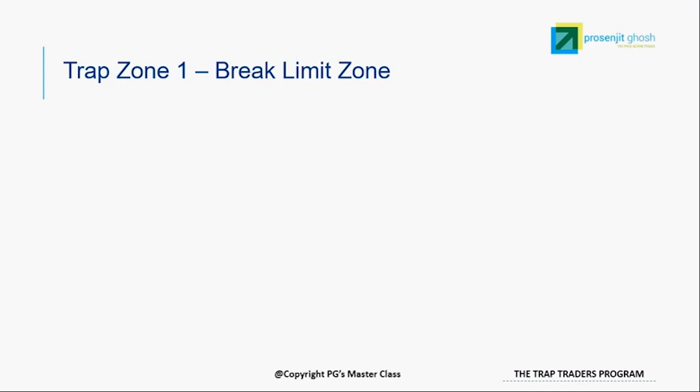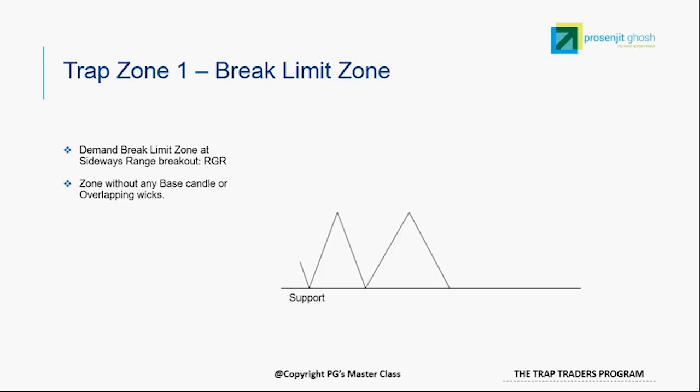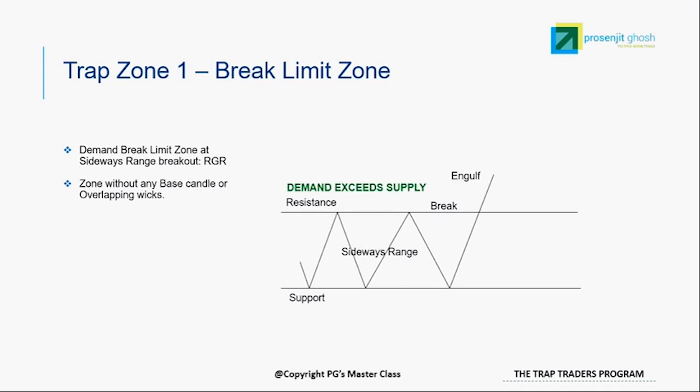So this is the overlapping wick example. The same way, demand break limit zone, sideways range again. This time we will see how the rally gap rally and drop gap drop forms. The same thing, price is in sideways mode and the breakout happens at the upper side, and we know that demand exceeds supply, and once price comes down we can go long.